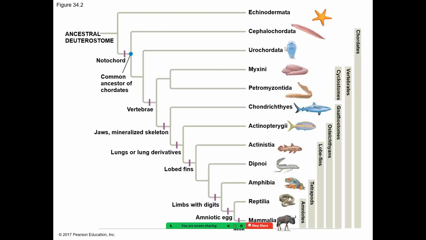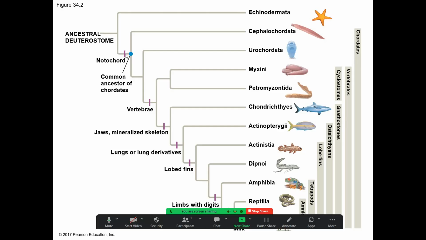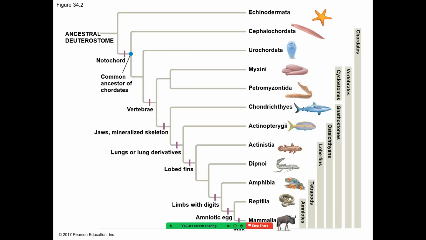So looking at our tree here, you can see at the base again is your ancestral deuterostome, so Echinodermata, Cephalochordata. You can see again acquisition of different features along the way. Remember, those are derived characteristics, derived shared characteristics. And again, we would look at relationships based on ancestral shared characteristics as well. This is us down here in the mammals.